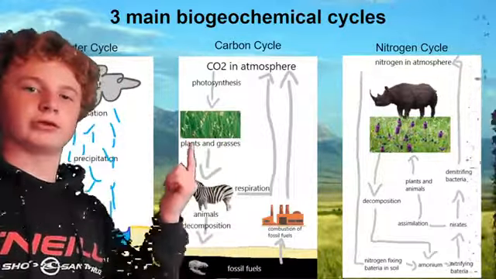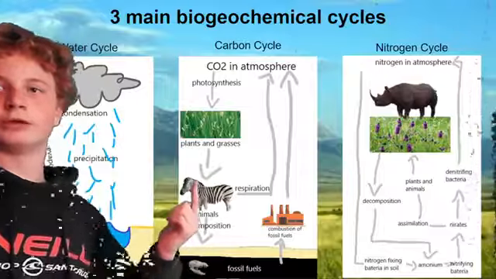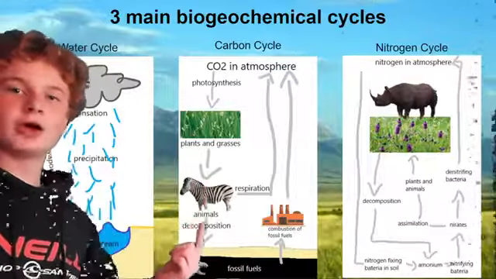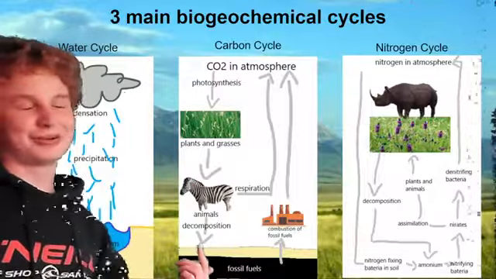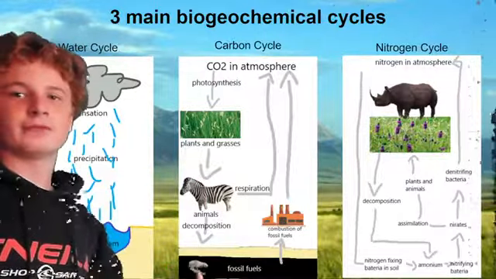But also, another way this carbon cycle forms is when the animals die, they go into the ground, and eventually, through decomposition, they become fossil fuels.